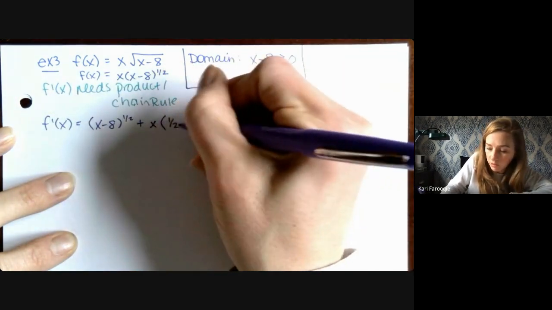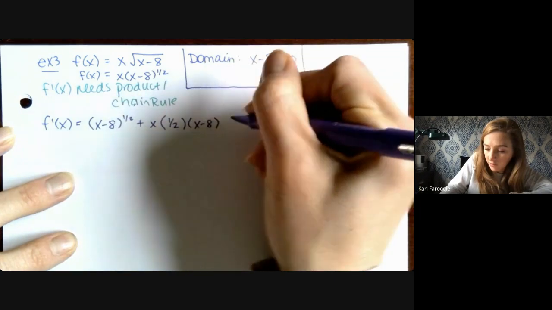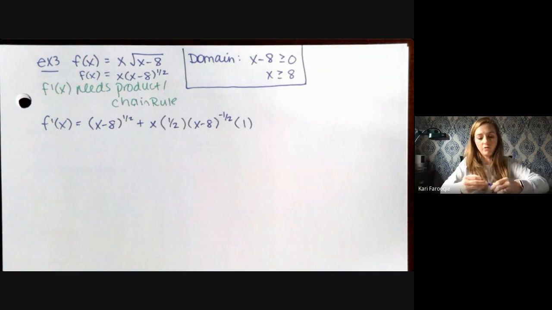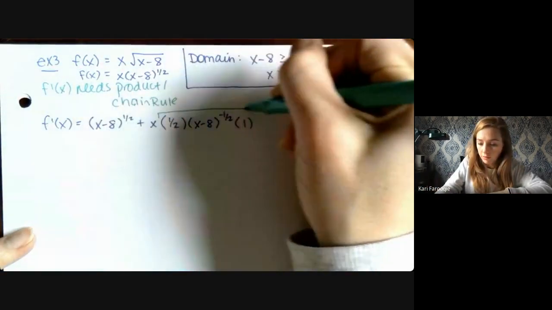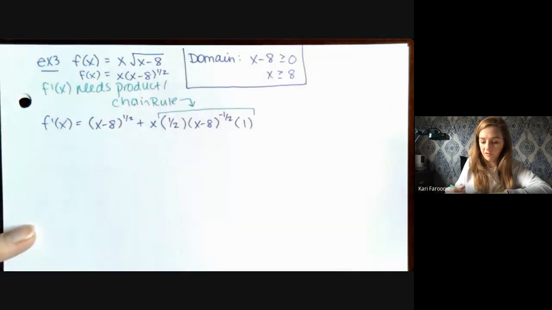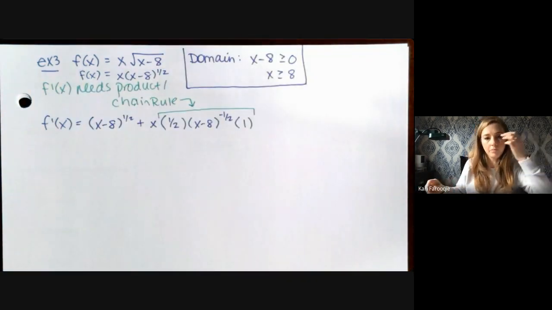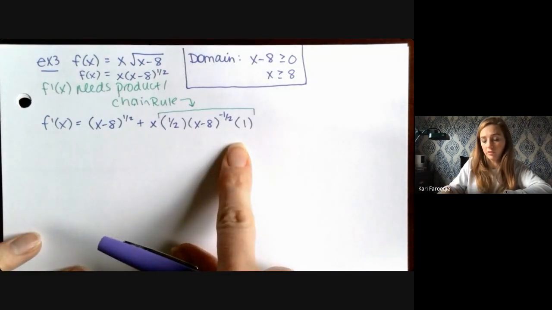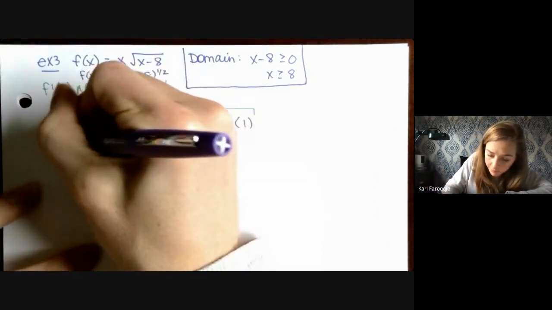So g prime is where the chain rule comes in. I'm going to bring down the 1/2, rewrite the inside function, decrease the exponent by 1, and multiply by the derivative of the inside function. So this is where the chain rule comes in. Okay, now we're going to rewrite this because I have to do some work with this. Remember that the whole idea here is we need to find places where the first derivative either does not exist or equals 0. It's going to be a little bit hard to do that with the function written like this. So let's rewrite it.